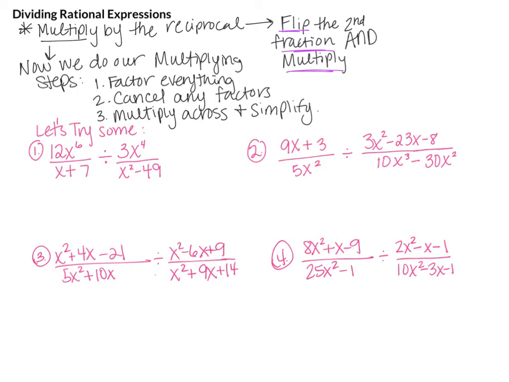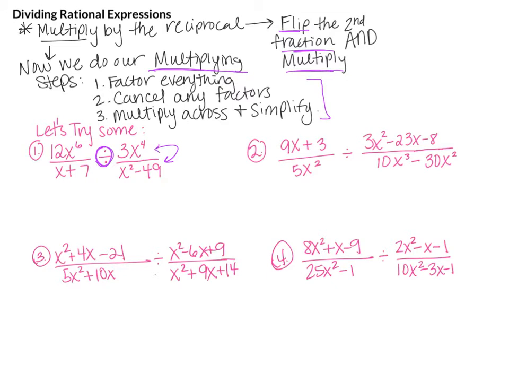Once we get into that multiplying, then we're going to do the multiplication steps that we did in our last video, where we're going to factor everything, cancel out the factors, and multiply straight across, simplify if we need to. All right, so let's try some. Okay. In our first example here, since I see division, I'm going to flip this fraction.